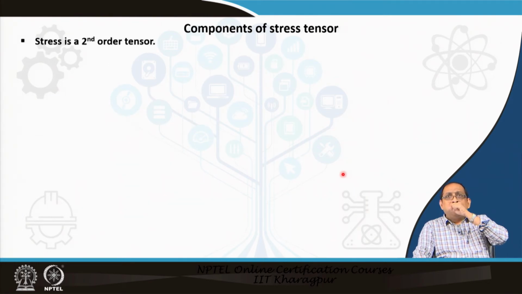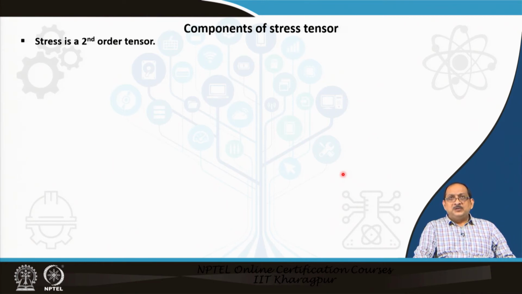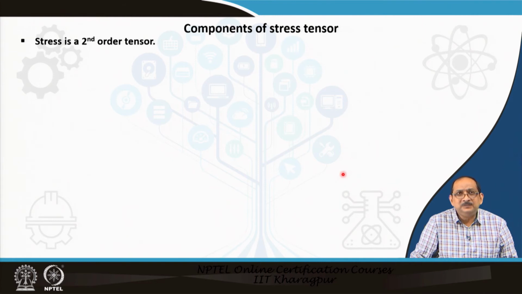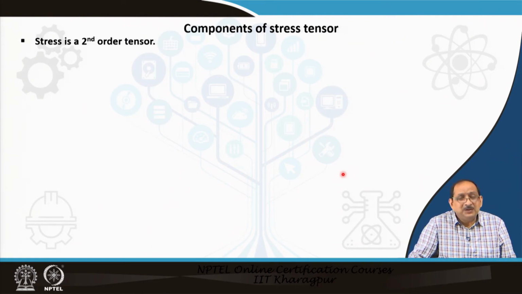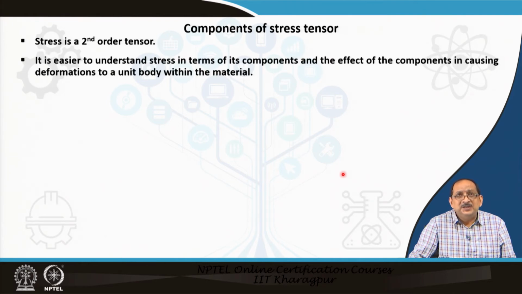Now, let us discuss the components of the stress tensor. Stress is basically a second order tensor. A 0th order tensor is a scalar quantity, a first order tensor is a vector quantity, and a second order tensor is, for example, stress. It is easier to understand stress in terms of its components and the effect of components in causing deformation to a unit body within a material.